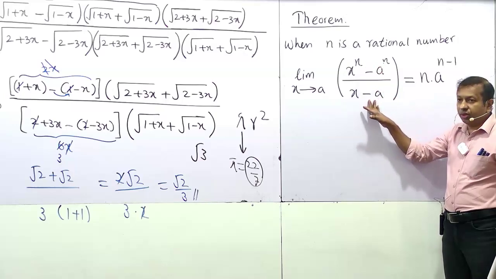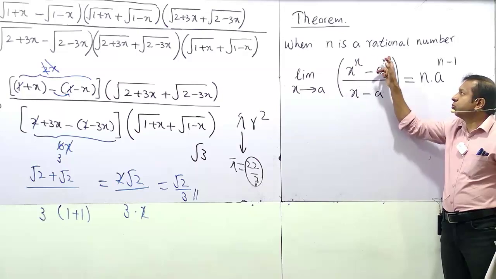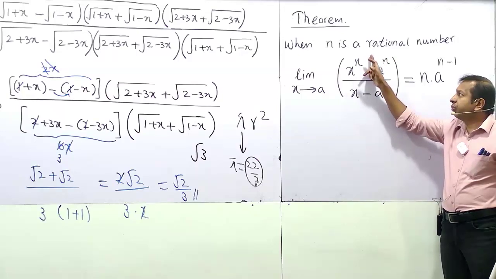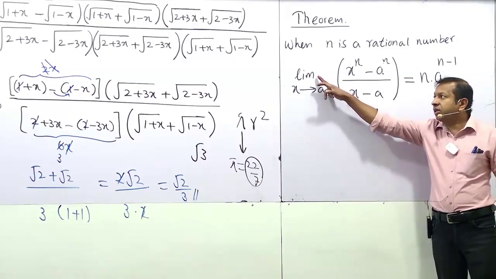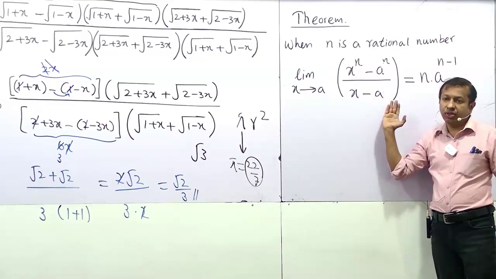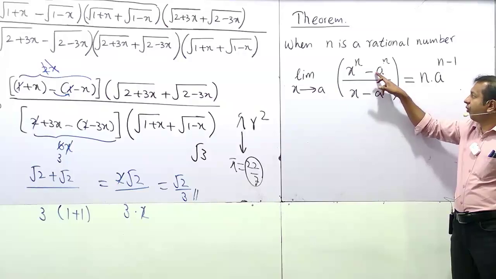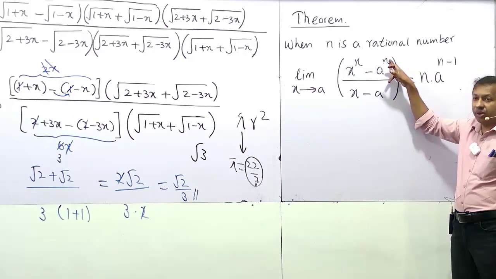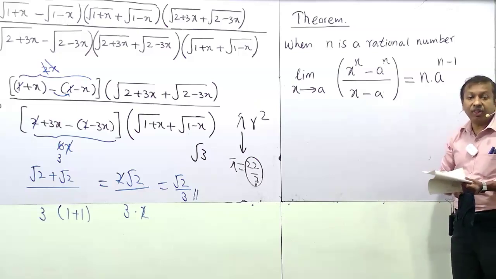Numerator and denominator both should have a minus sign in the middle. These two powers should be equal. Once you delete these powers, that should be the denominator, and x goes to a under this limit. If you have such an expression, its limiting value is what? n comes before a to the power n minus 1. Understand? That's the answer. We can prove this one.